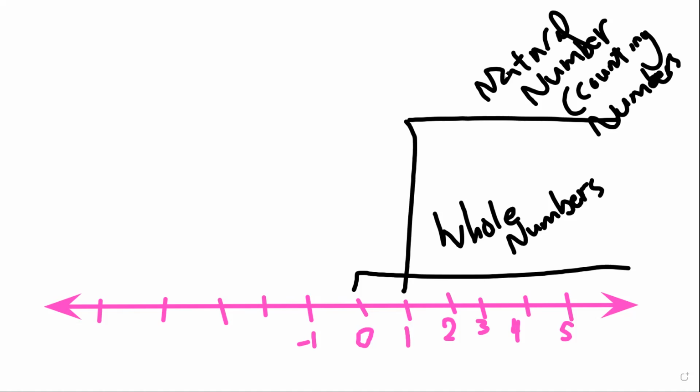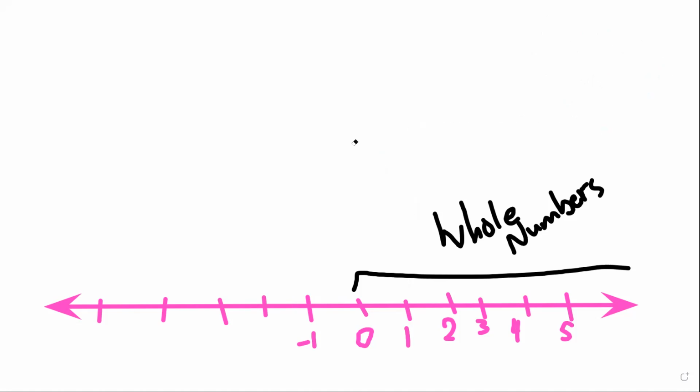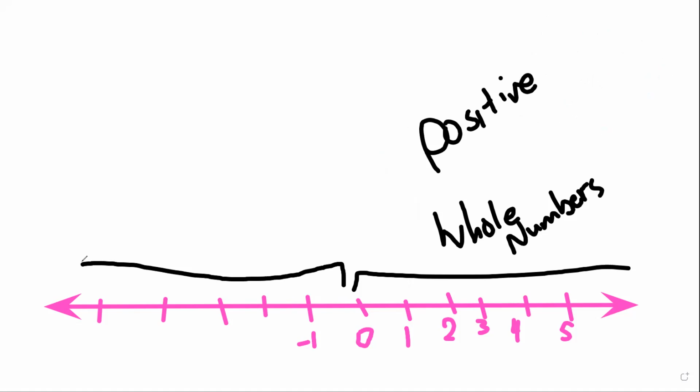But this is extra information, this is not with you. I just want you to know that the numbers from 0 to infinity, we call them whole numbers. These numbers are positive. And all the numbers that are less than 0, we call them negative numbers.